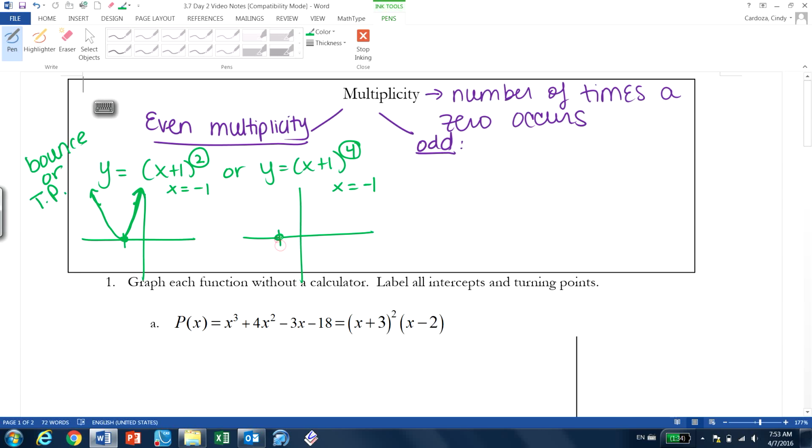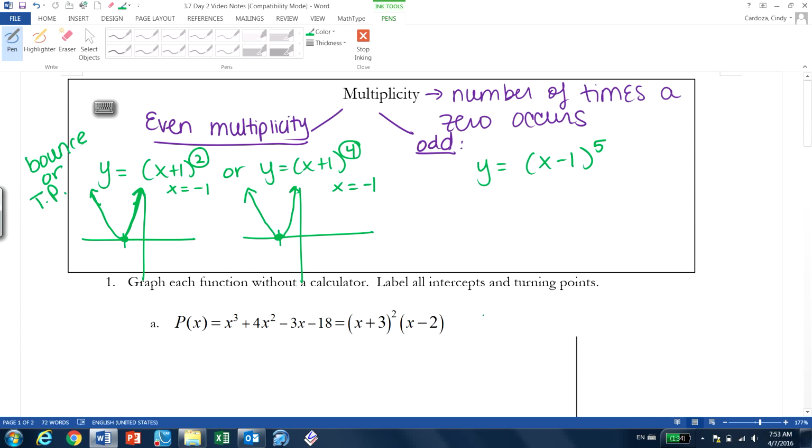This one works the same exact way. There's going to be a turning point. I'm going to go down. Instead of going through the x-axis, I bounce, and I quickly come back up. Okay? And odd multiplicity goes straight through the x-axis.